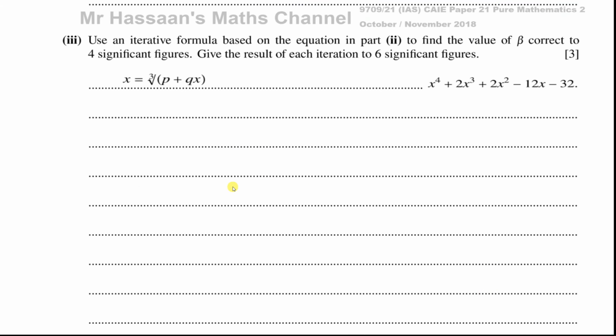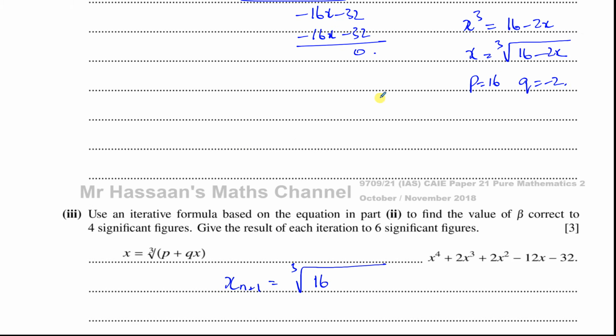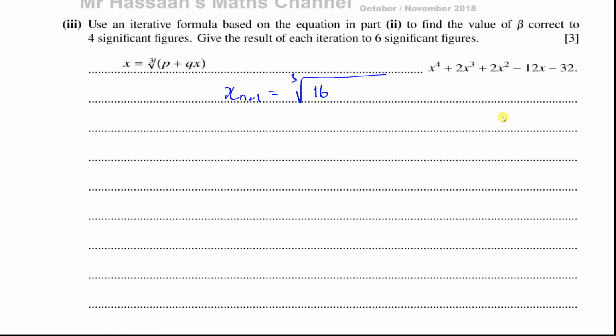So now we're told to use an iterative formula based on the equation in part 2, which is this equation that we found here, to find the value of beta correct to 4 significant figures, giving the result of each iteration to 6 significant figures. So our iterative formula will be, if you want to find the next value of x, you're going to put it into this iterative formula where you have the cube root of p, which was 16, and q was minus 2, times x to the power of 1. So we have to start off with a value of x which is close to our root.